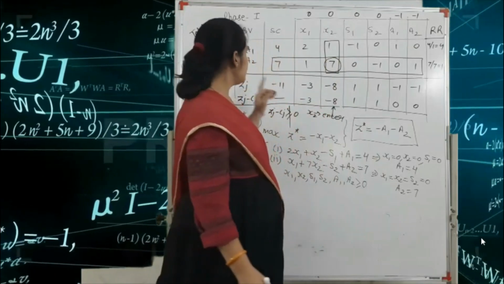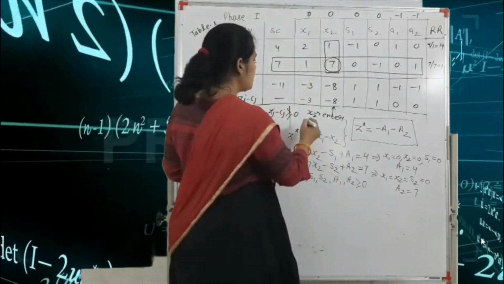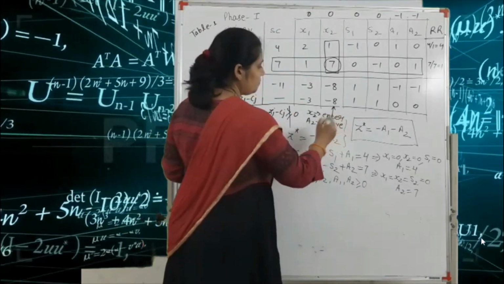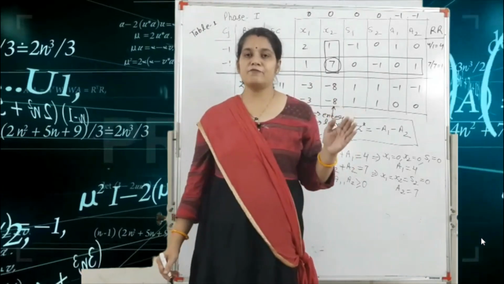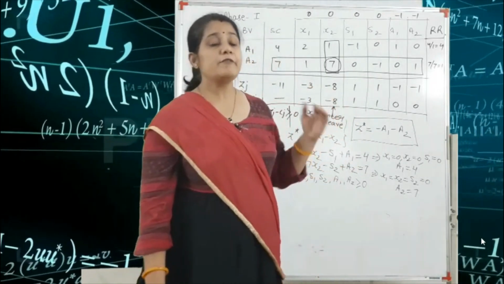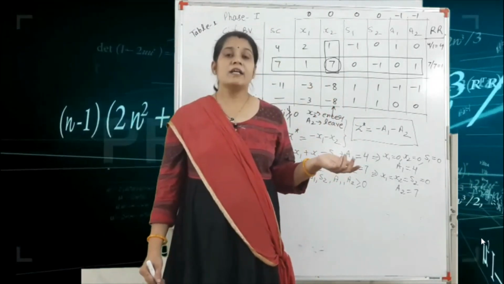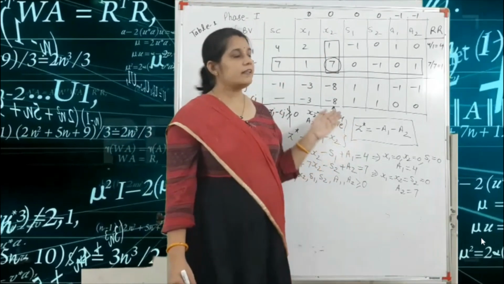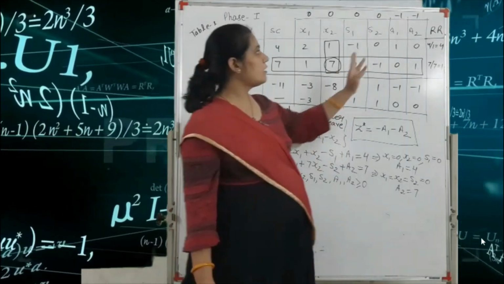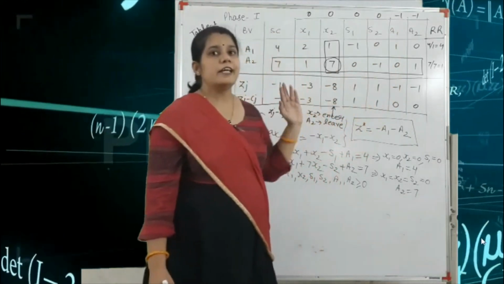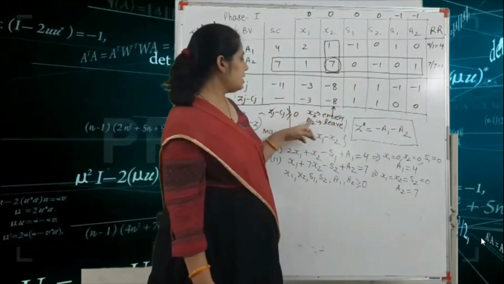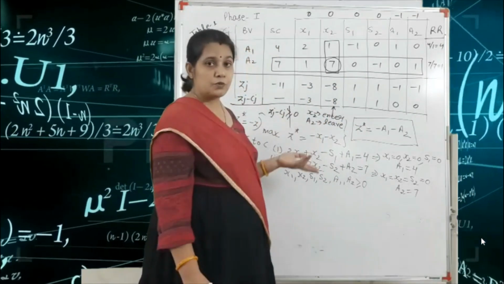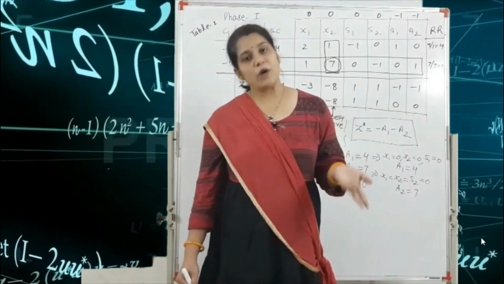So that means the A2 variable leaves. The condition is the same as in the Big M method: if an artificial variable leaves, then in the next table you ignore its column. That means in table 2 we write only the A1 column, not the A2 column. So with the help of x2 entering and A2 leaving, we make table 2 for phase 1.